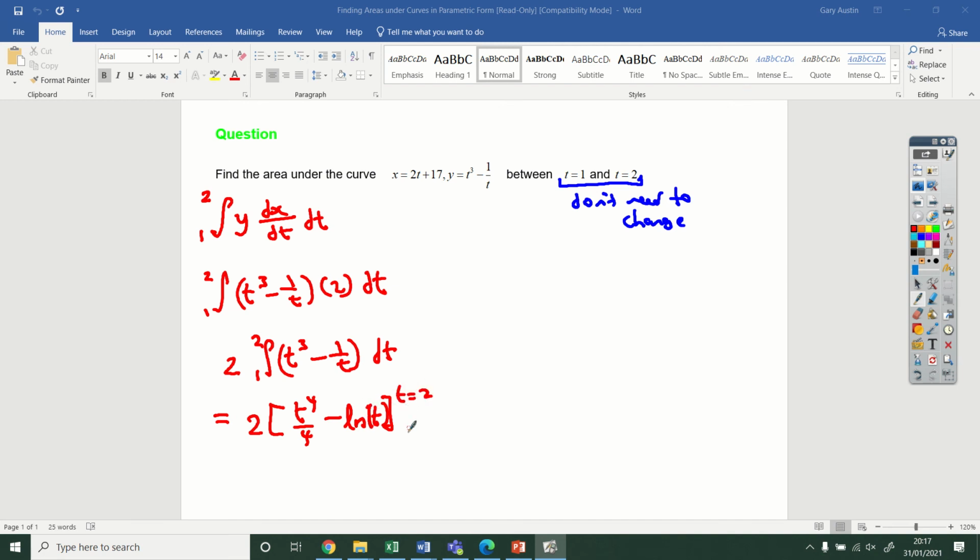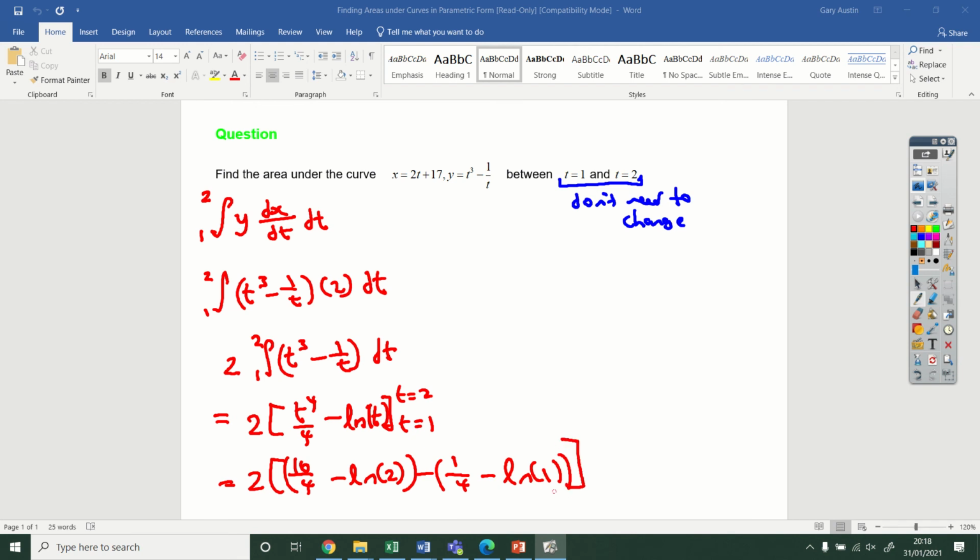Okay, t equals 2 at the top, t equals 1 at the bottom. Let's put in the values and see what we get. So this is 2 times, okay, 2 to the 4 is 16 over 4 minus the natural log of 2. That's the first part. And then we're going to subtract 1 to the 4 is 1 divided by 4, and then minus the natural log of 1.